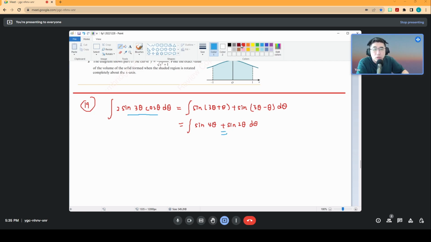Once you change it into this, you can see that we can apply section A and B. So from basic integration, sine of 4 theta gives negative 1 over 4 of cos of 4 theta. Sine of 2 theta gives negative 1 over 2 of cos of 2 theta plus c. Done. So this is the example for rule 19.